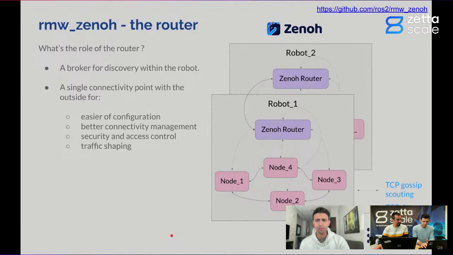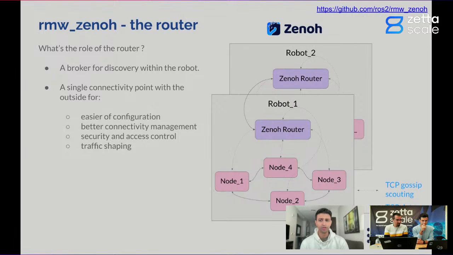So talking a little bit more about the router. We mentioned that it's a broker for discovery within the robot or within your system. But it does more than that, right? It's a single point of connectivity with the outside, however you define this outside, and it allows you to very easily configure the behavior of messages that need to be exchanged, of discovery information. It basically allows for better connectivity management.